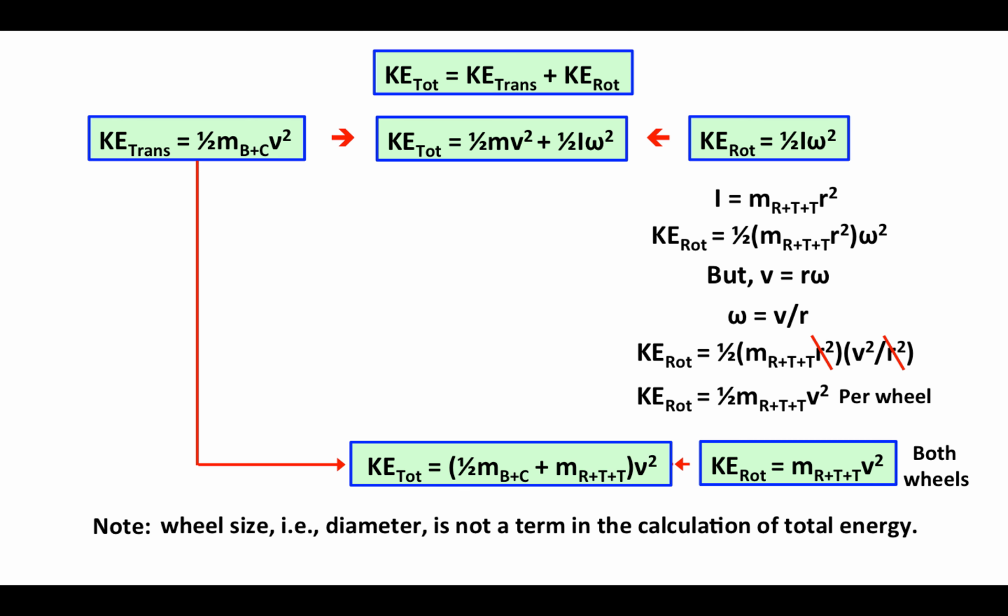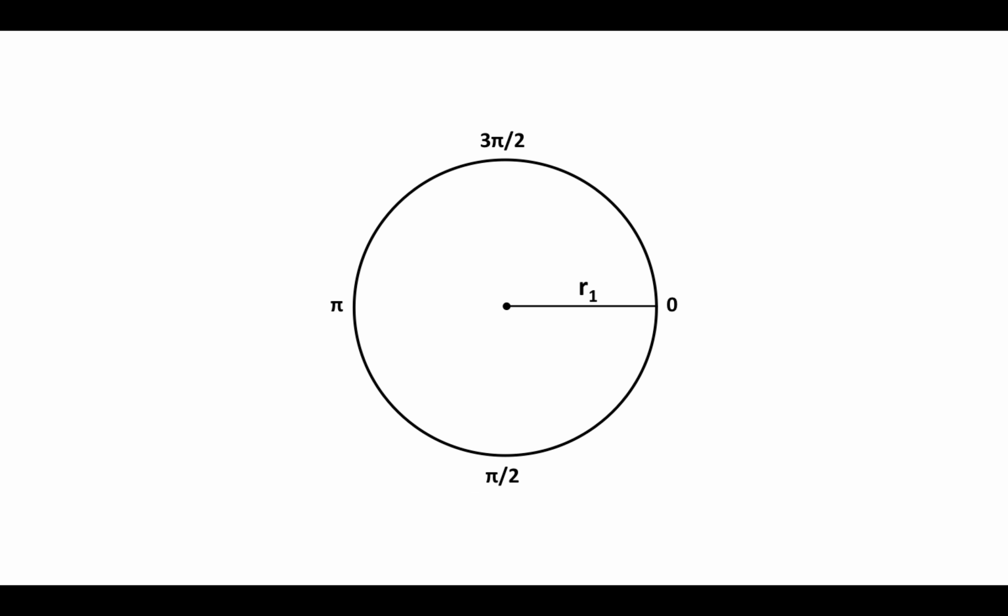Note this: the wheel size, that is the diameter, is not a term in the calculation of total energy, and because it's not intuitively obvious that that may be the case, I'm going to prove it to you with a few graphics. Here's a circle, we'll call that radius 1. There's another length of radius 1. The distance from there to there we know is 1 radian.